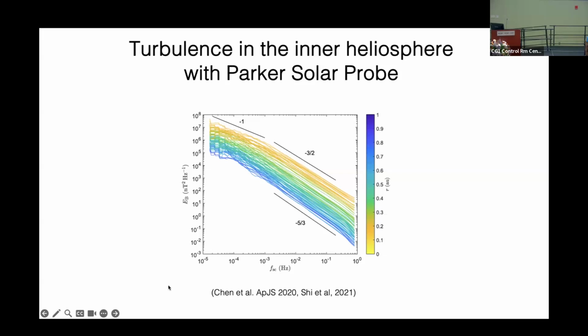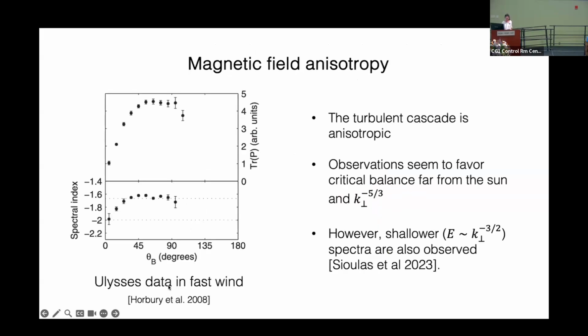What we find is that this spectral slope ranges from -3/2 to -5/3, so in between the Iroshnikov-Kraichnan weak turbulence and the Goldreich-Sridhar strong turbulence, okay? And more or less, that's always been the debate on whether it's -3/2 or -5/3. But it appears that the turbulence is evolving with radial distance. The other aspect that is found is that the turbulent cascade is anisotropic, and at least at one astronomical unit, it seems to tend toward the critically balanced state.